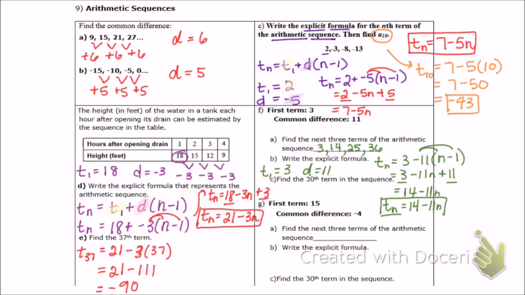And then part C is asking us to find the 30th term. Let me change color so you can see this clearly. The 30th term means that I'm going to take n out of my explicit formula and replace it with 30. So 14 minus 11 times 30. And let's see what we get.